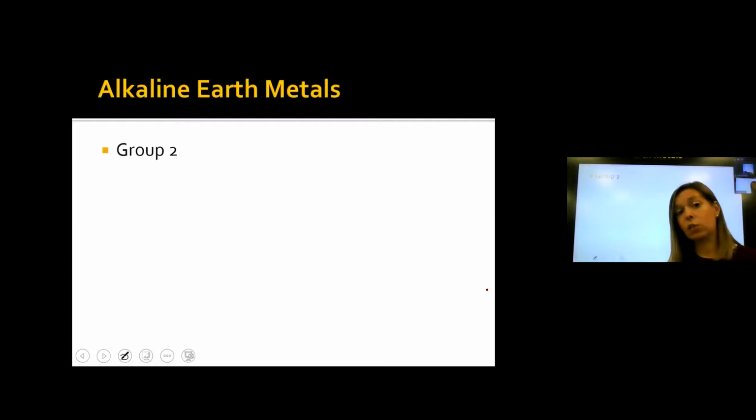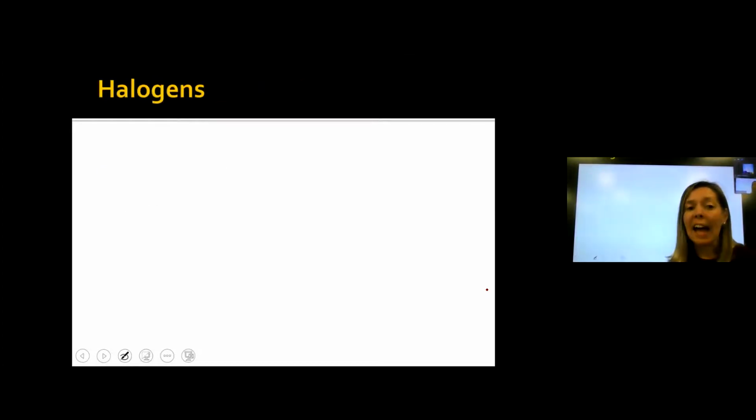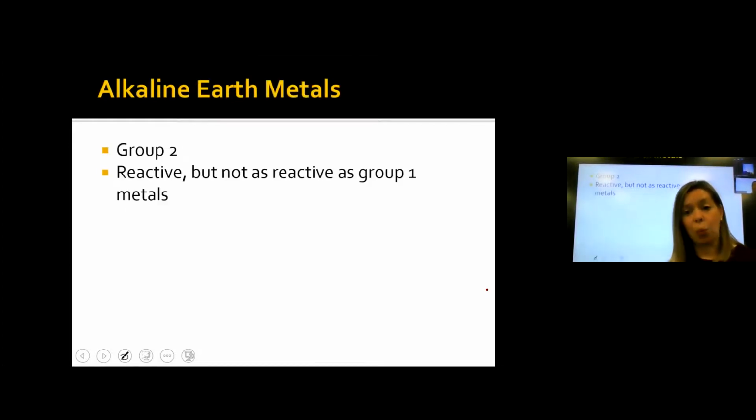Alkaline earth is group 2. They will lose their electrons fairly easily, but not as easily as group 1 does. So group 2 are still reactive metals. They're more reactive than the transition metals, but not nearly as reactive as the group 1 metals.